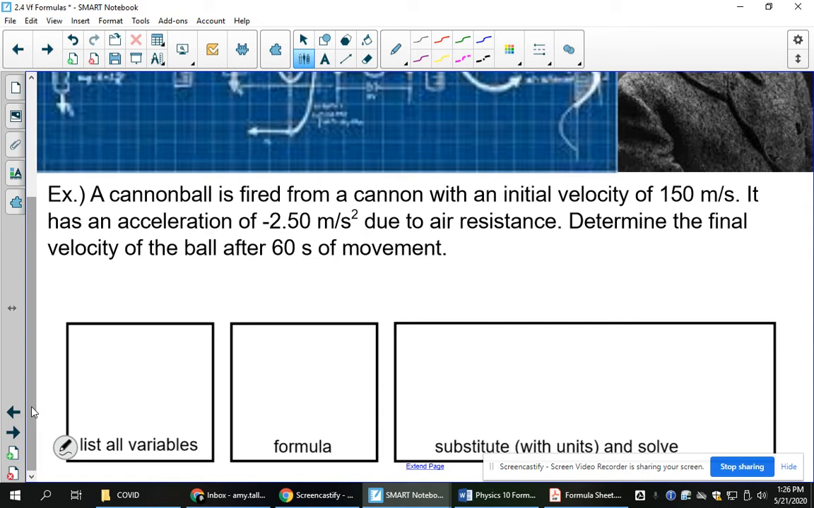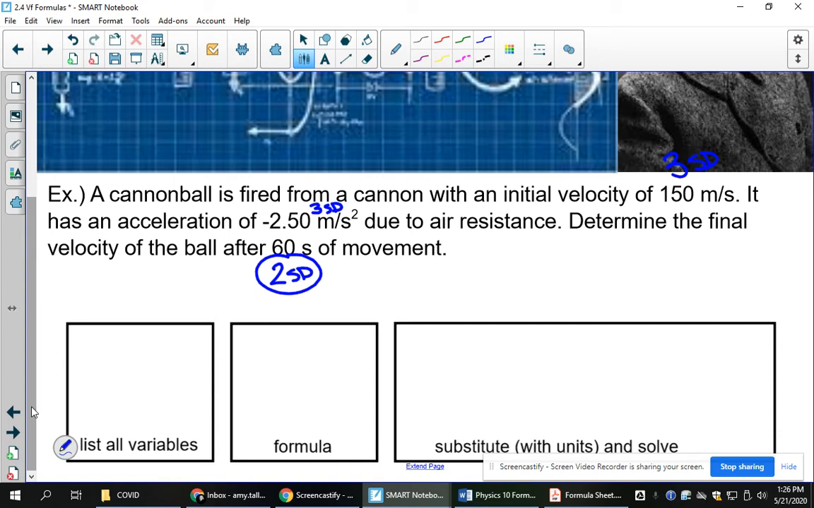A cannonball is fired from a cannon with an initial velocity of 150 meters per second. It has an acceleration of negative 2.50 meters per second squared due to air resistance. Determine the final velocity of the cannonball after 60 seconds of movement. You've got the process now. First step is to write the sig digs above every number. I see 3. I see 3 here, and I see 2 down here. So our answer is going to have to be written to the smallest number of sig digs, 2.